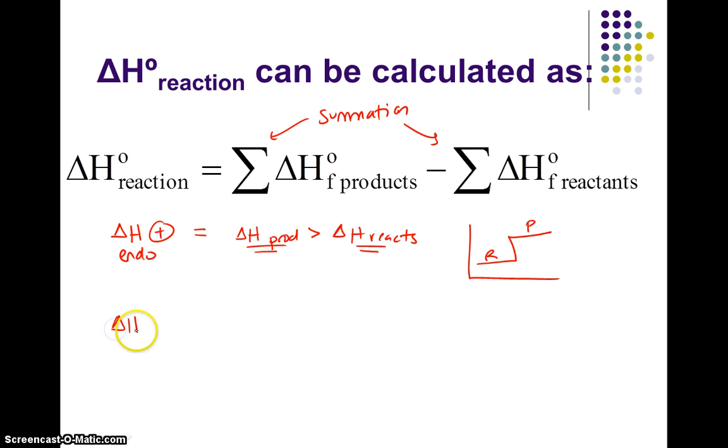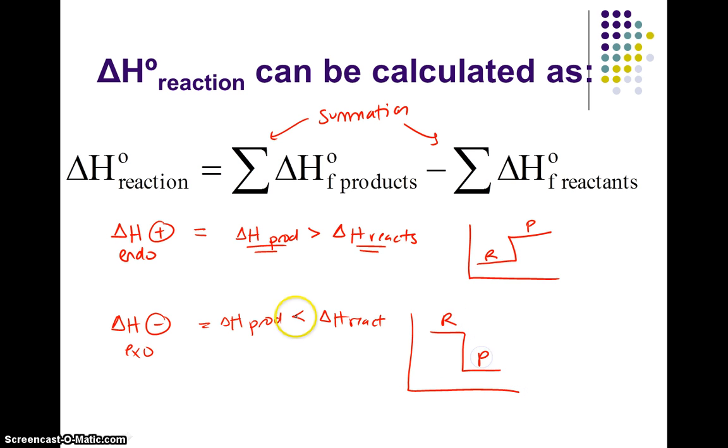If we think about an exothermic reaction that has a negative delta H value, this means that the delta H of your products would have to be less than the delta H of your reactants in order for your energy to be produced. So the number on the product side would have to be lower than the number on the reactant side in order for us to have that negative energy change for the reaction. So this summation equation just helps us define whether we have something endothermic or exothermic.